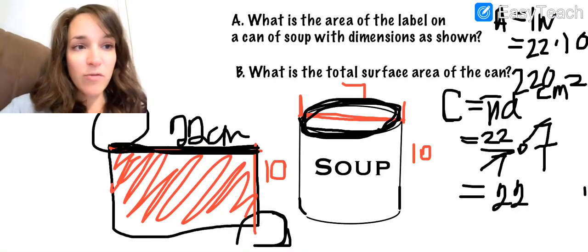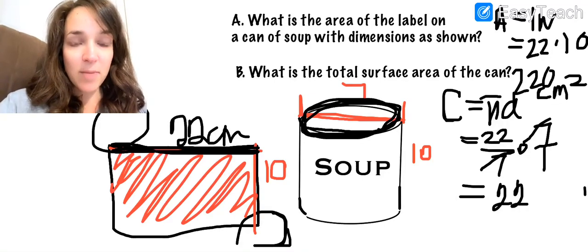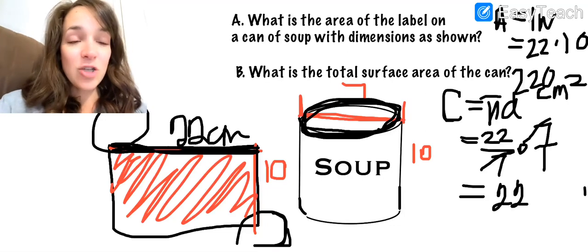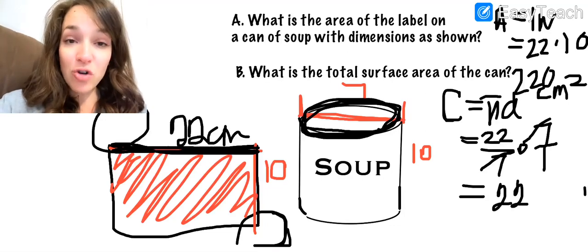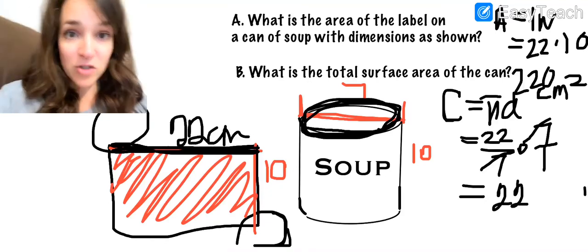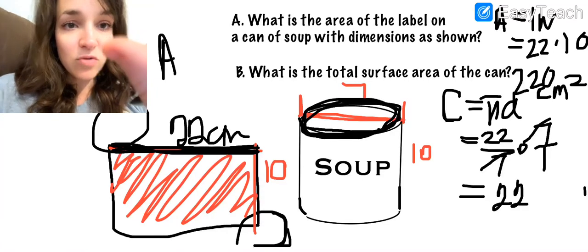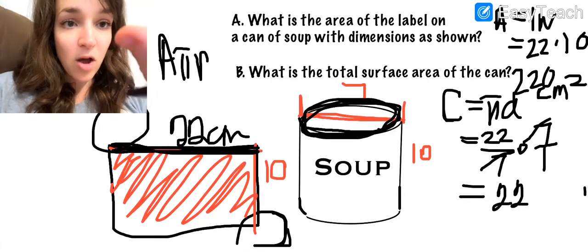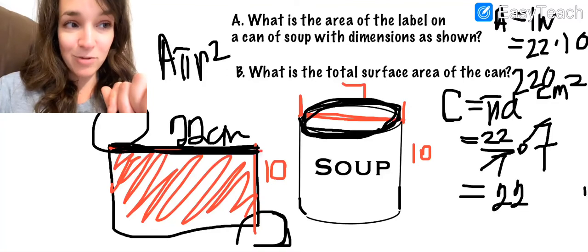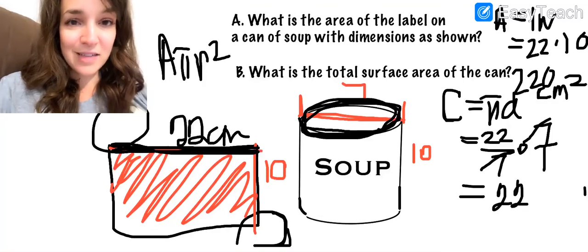Now, I don't really have enough room to work out the total surface area part, but all you would have to do to find the total surface area is use your area of a circle formula to find the area of the top and the bottom. So that's 2 circles, remember. And for both of them, you would just use area equals pi r squared. Okay, then once you have that, you just add it to the rest.